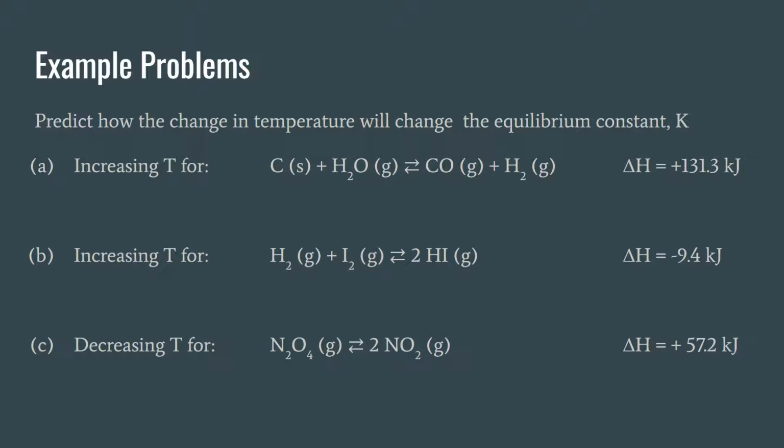Predict how the change in temperature will change the equilibrium constant K for the following three equations. Now I just have increasing temperature for the first two, and the third one is decreasing the temperature. Again, we're going to want to focus on what does the delta H tell me about the reaction. So pause the video, write down your answer into what you think will happen to the value of K, and then unpause and see how you did. So here we go.